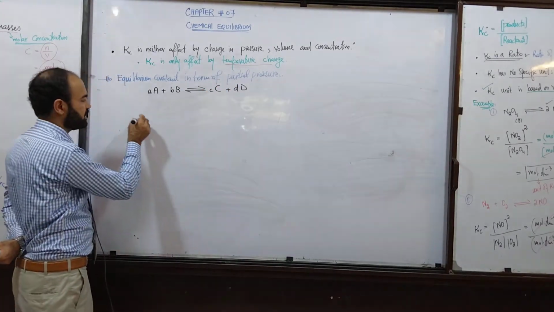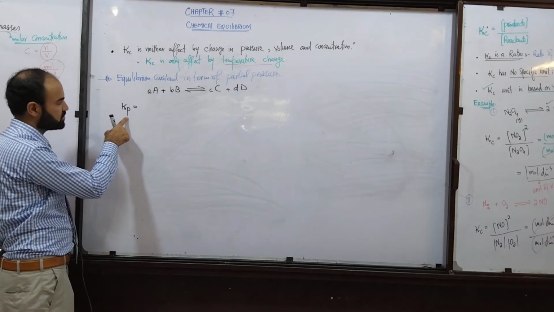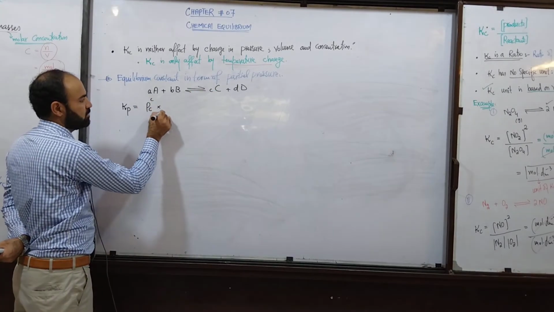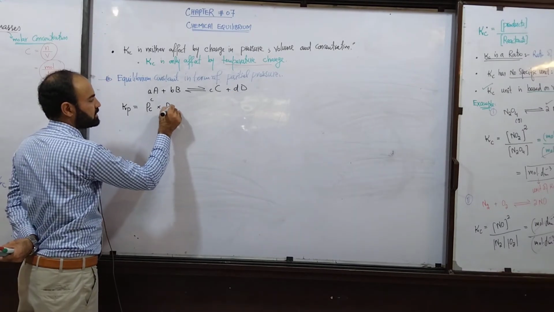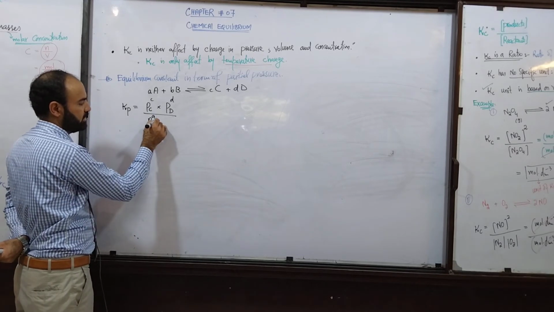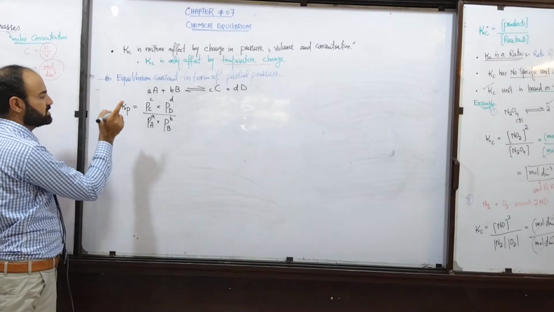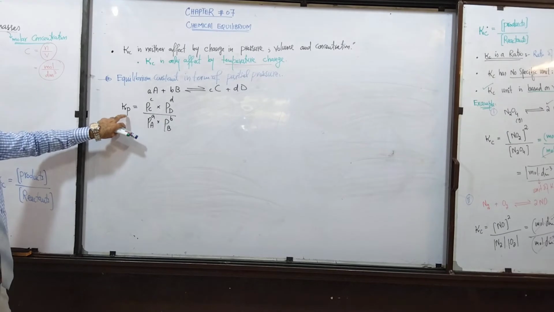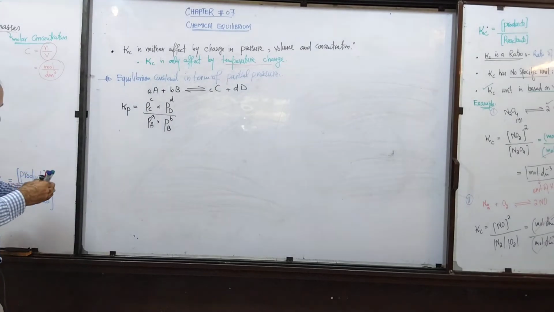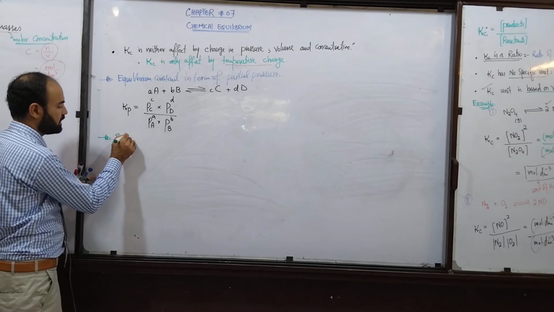Then the expression for the equilibrium constant in terms of partial pressure will become: the partial pressure of C product raised to power c, multiplied by the partial pressure of D product raised to power d, divided by the partial pressure of A reactant raised to power a, multiplied by the partial pressure of B raised to power b. This expression is the equilibrium constant in terms of partial pressure. Okay, dear students?